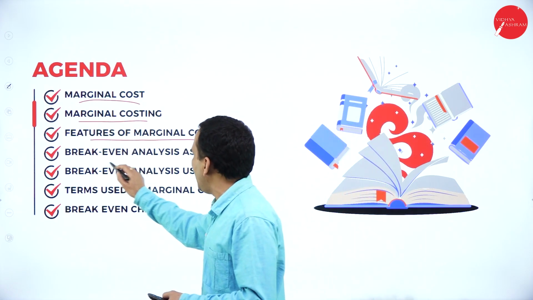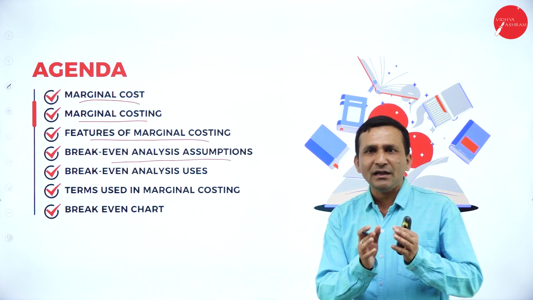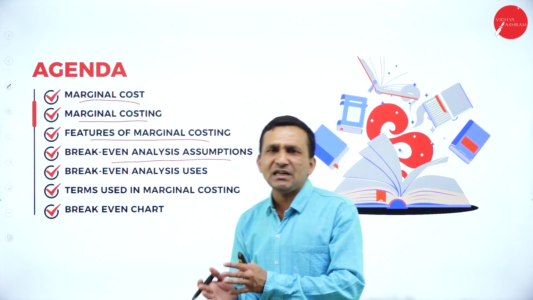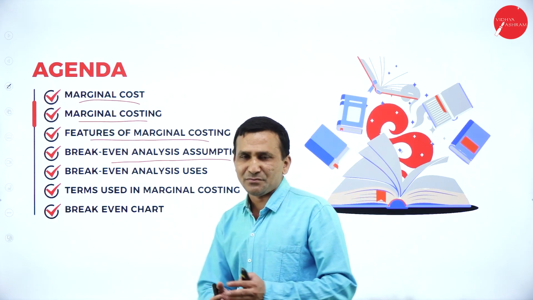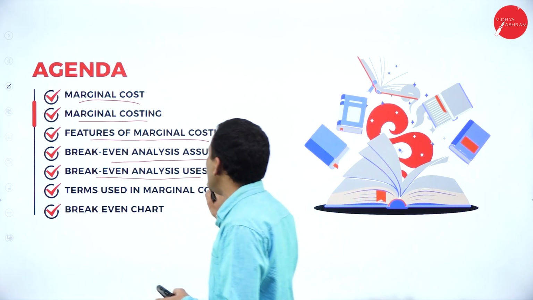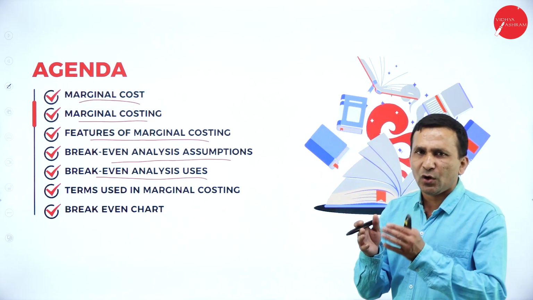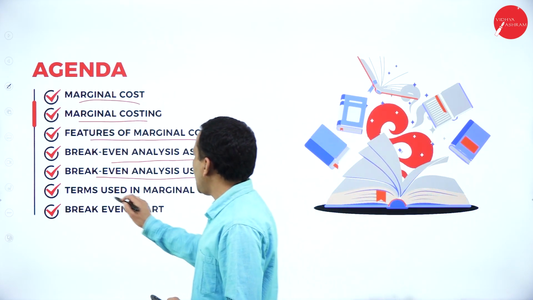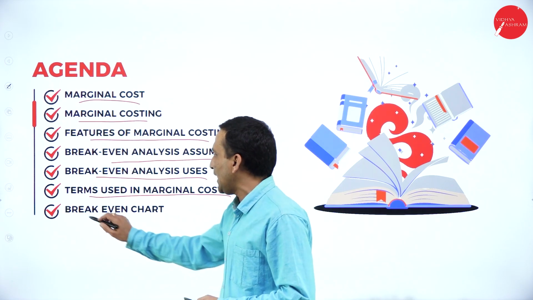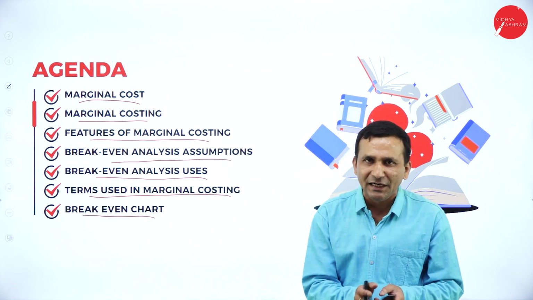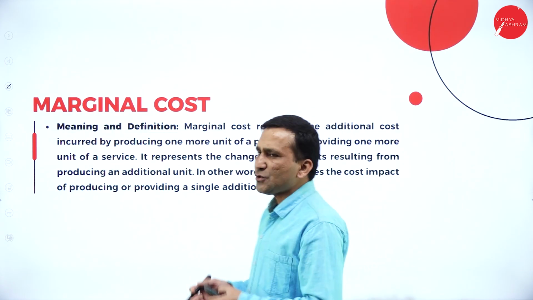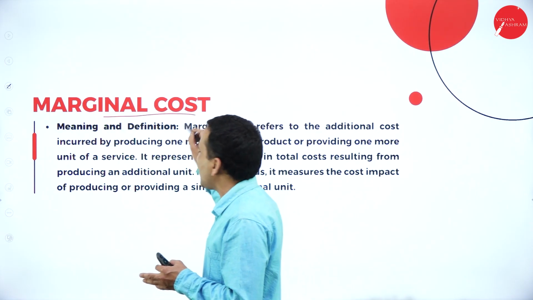And the break-even analysis. Break-even means what? There is no profit, there is no loss. You will get more on the assumptions, and the break-even analysis, where exactly it is used, the application part. And the terms used in marginal costing and the break-even chart, you will get more clarity in the coming slides. The first one you will get is what the marginal cost is.